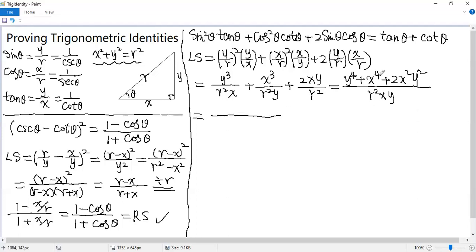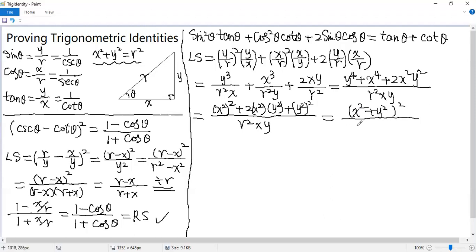Now, x to the 4th can be written as x squared, squared, plus 2x squared y squared, plus y to the 4th equals y squared, and then square. The bottom still r squared times x times y. You see the top expression is a perfect square. The inside part should be x squared plus y squared. The bottom still r squared x y.